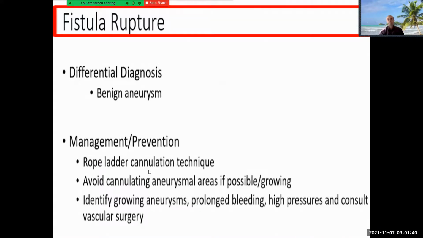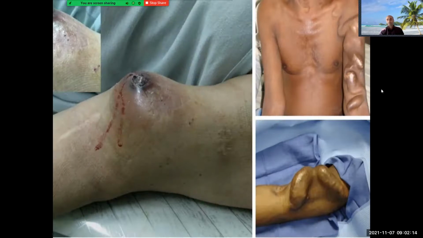Differential diagnosis: benign aneurysm. Management and prevention: rope ladder technique of cannulation, like a ladder, don't put the needle in one place. Avoid cannulation in the aneurysmal area if possible. Identify groin aneurysm, prolonged bleeding, high venous pressure, and consult the vascular surgeon. And this one has different shapes of shiny aneurysm with oozing or bleeding here, with skin ulceration. Refer this fistula to a vascular surgeon.